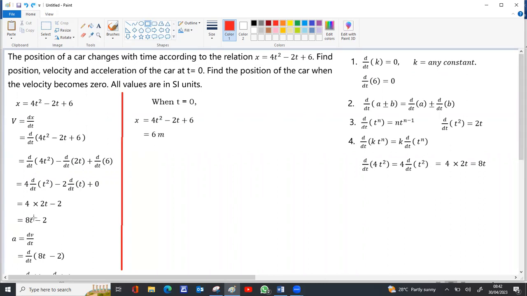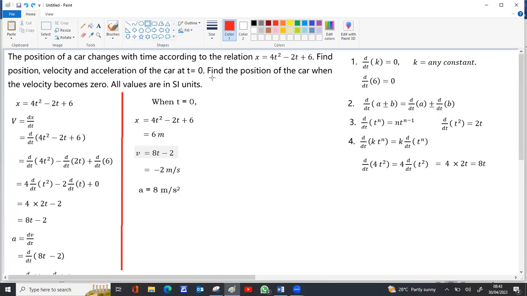For velocity, we have the formula 8t minus 2. So when t equals 0, 8 into t will be 0, it's just minus 2. So velocity will be minus 2 meters per second. Acceleration is independent of time. Whatever value you take for time, the acceleration will remain the same, 8 meters per second square. So that's the first part of the question: position, velocity, and acceleration of the car at t equal to 0.